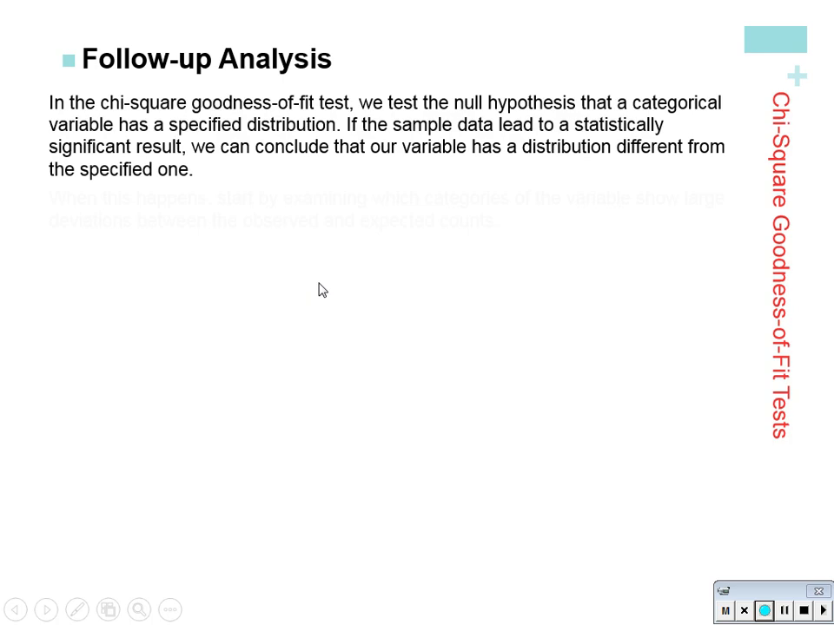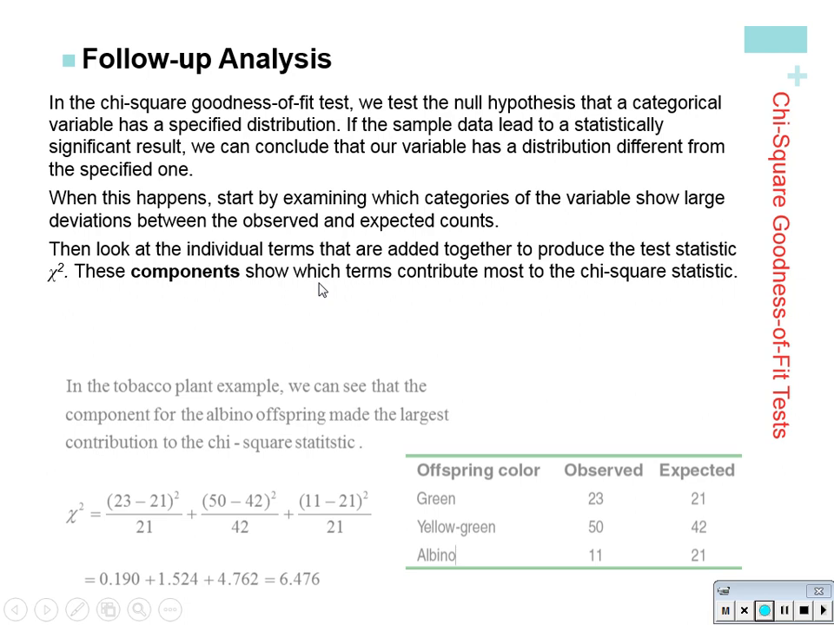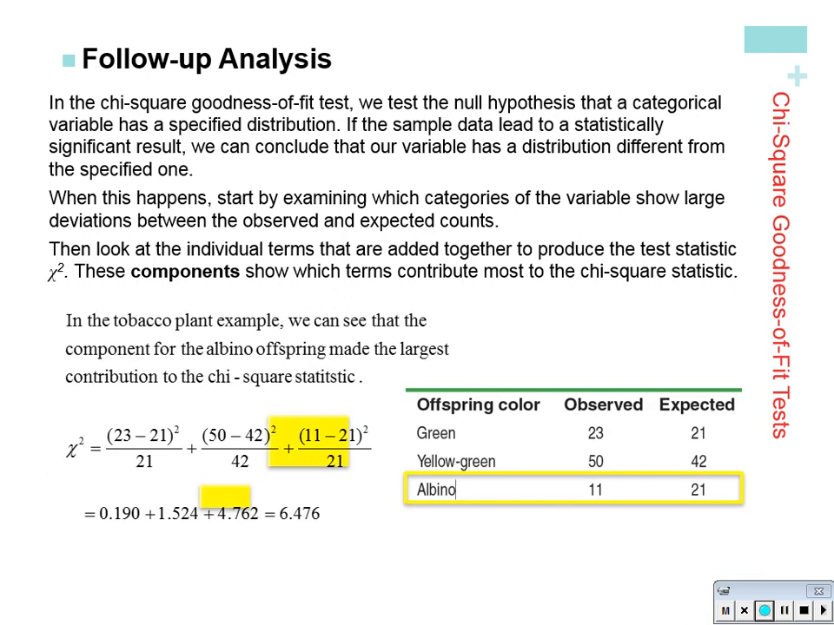Just as a follow-up, whenever you're rejecting the null hypothesis in a chi-square goodness of fit test, one of the things that you want to look at is some reasons behind why the null hypothesis is being rejected.